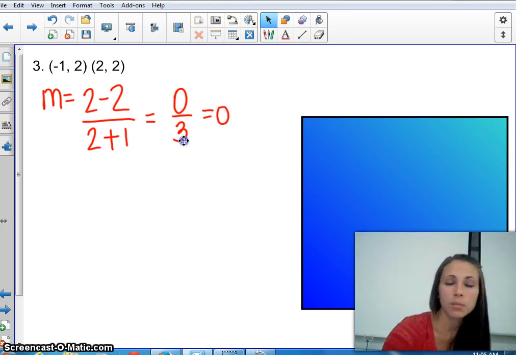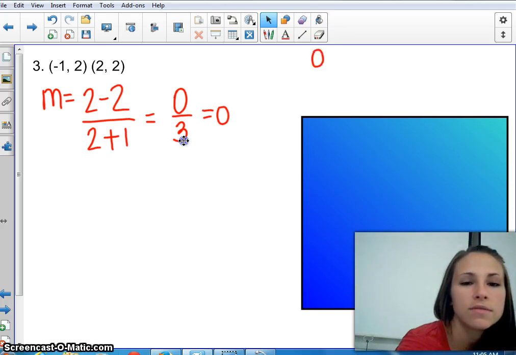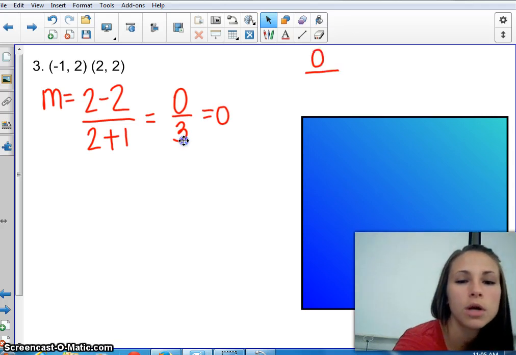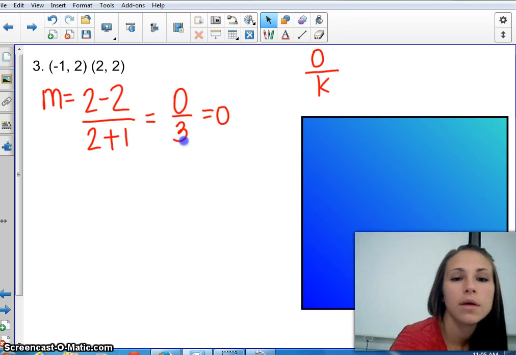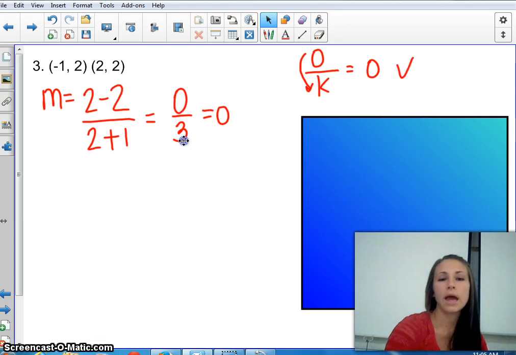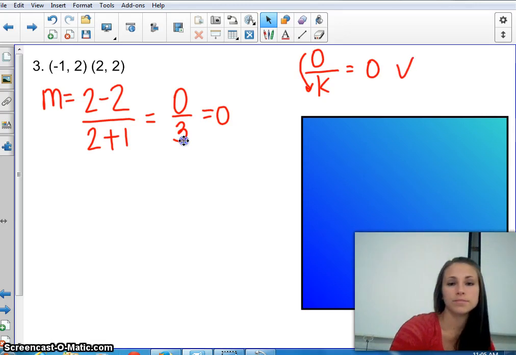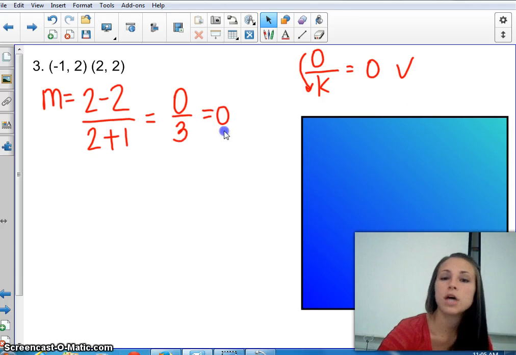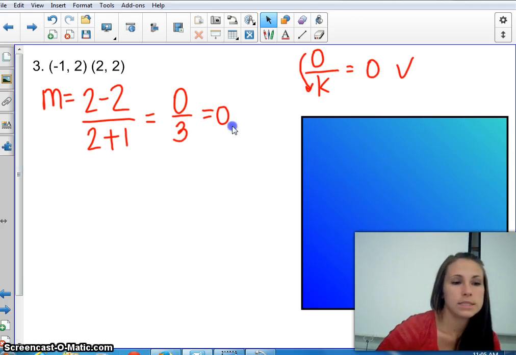And the way that I remember that is if I have 0 over a number, any number, it doesn't matter, let's just call it k, then that's going to be 0, and that is okay. So it's okay to have a 0 in the top. And so if I have a 0 in the top, it's always going to be 0. So the slope of this line is 0.